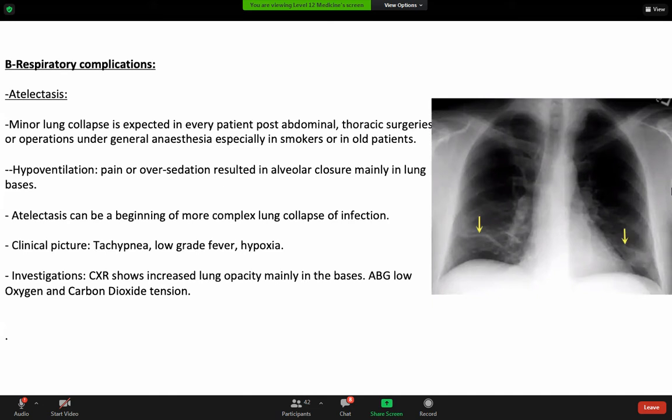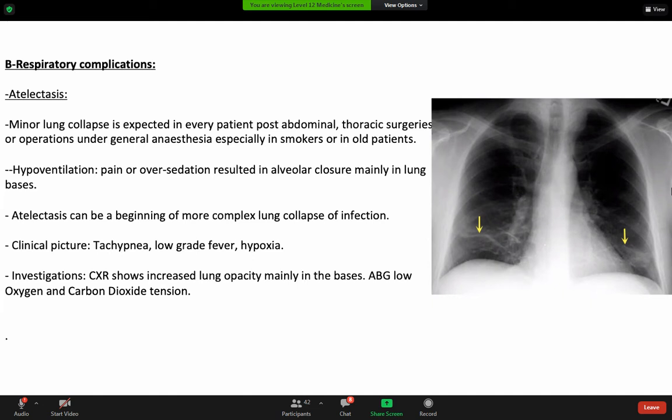Number 2, respiratory complications, like what? Like atelectasis. It's a minor lung collapse, especially after abdominal or thoracic surgeries. Why? Because there is difficulty in breathing, as you have a big wound in the cavity, so the patient feels pain when he inspires and expires. So we get a minor lung collapse, which leads to hypoventilation. So we have to prevent this and treat it immediately before it goes into complete lung collapse and infection.